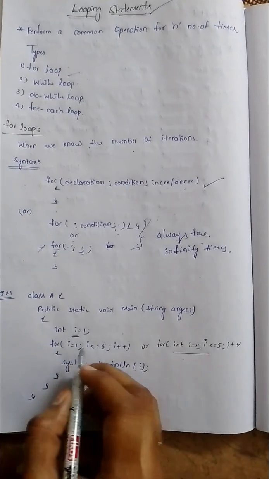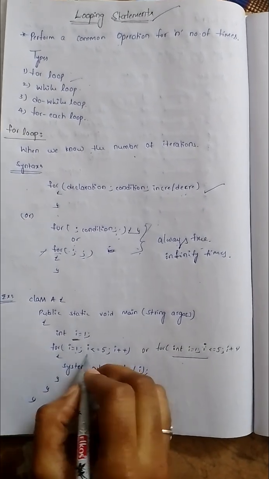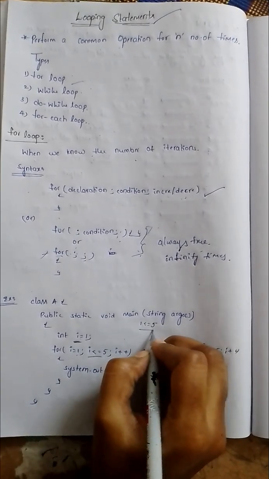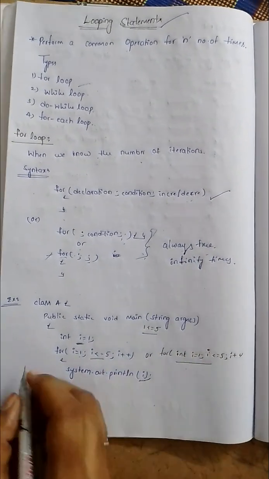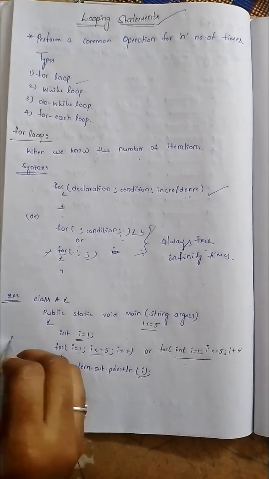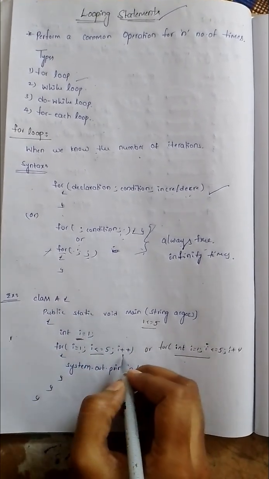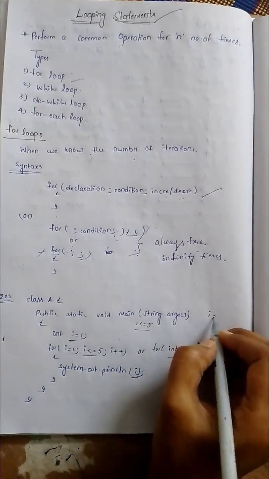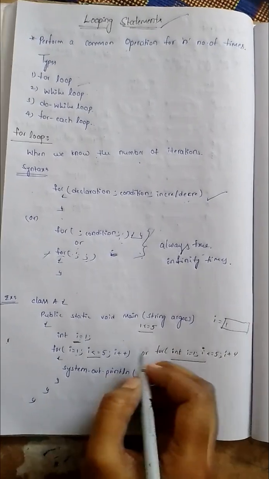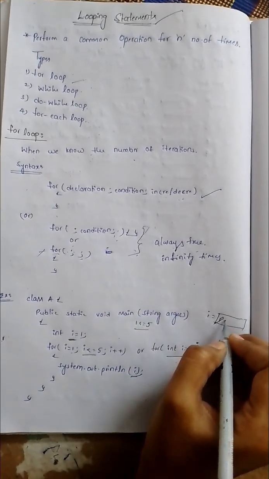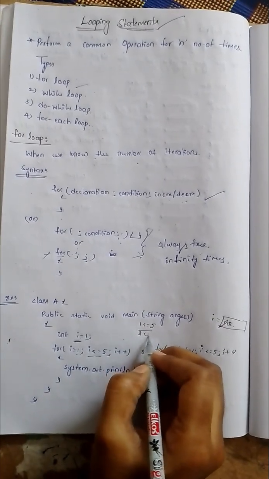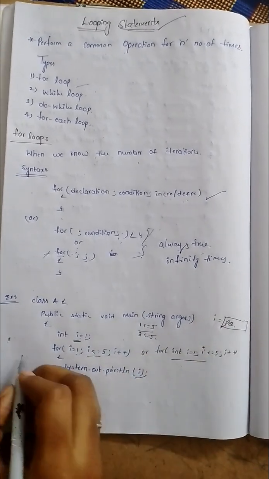Here I value is 1. First check the condition: I less than or equal to 5. Here the condition is true, so print the I value, which is 1. And then increment the I value by 1, so now I value is 2. And again it checks the condition: 2 less than or equal to 5. Condition is true. Print 2.